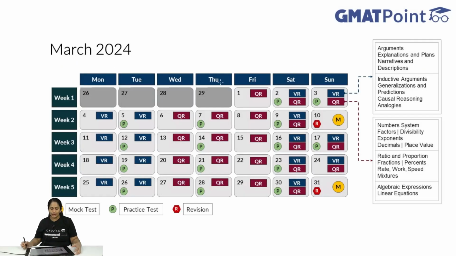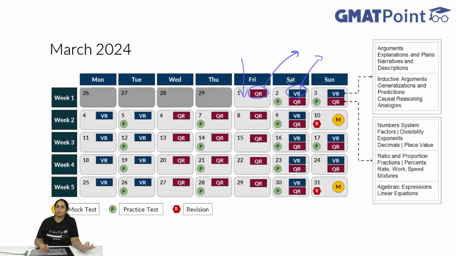Now let's take a look at a tentative study plan that we have. If you're starting on 1st of March, how should you begin this particular preparation? Wherever we are asking you to prepare QR, we have put quant reasoning there. Wherever we are asking you to prepare VR, we have put verbal reasoning there. So over here, when I put quant reasoning or verbal reasoning, I'm indicating that you should do concept coverage.